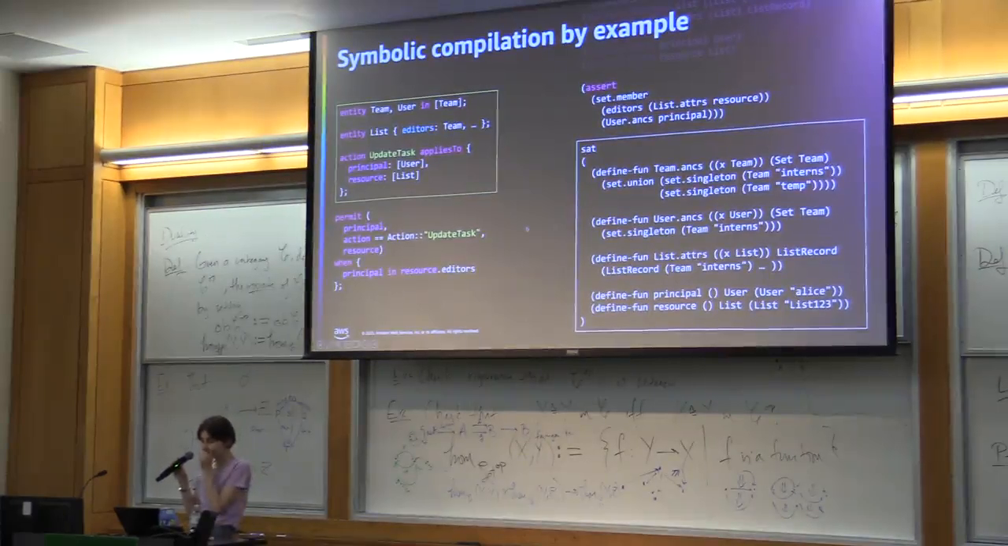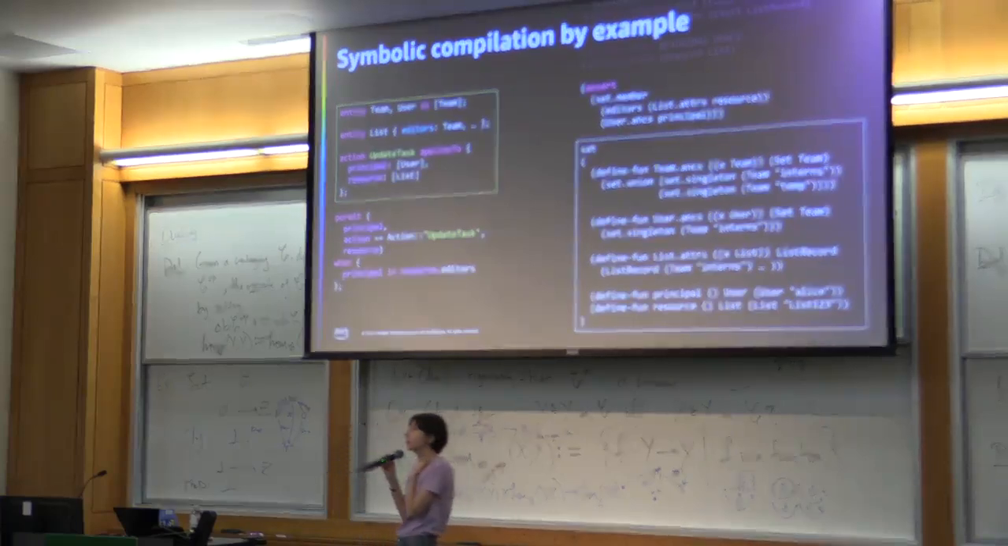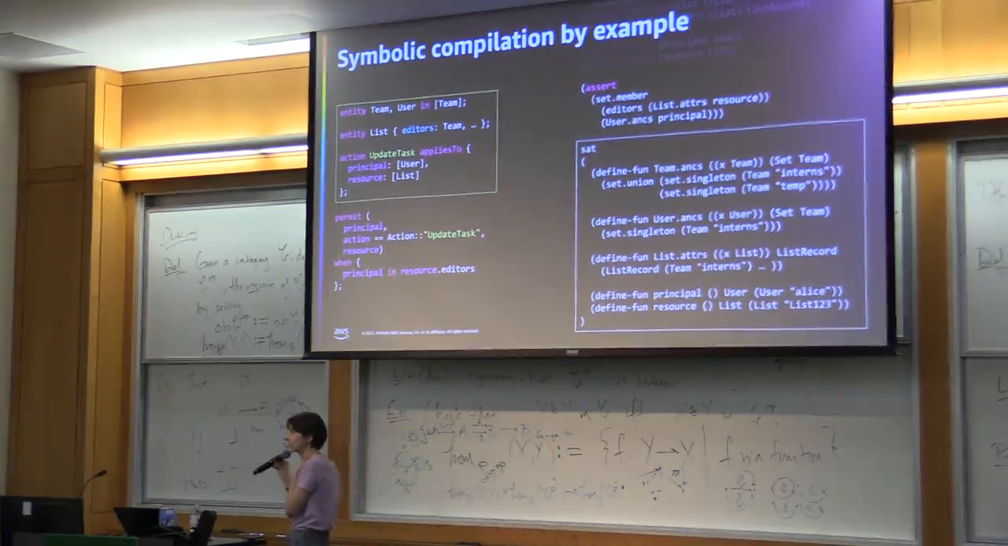Now, CVC5 is the correct solver. It outputted the correct model. This indeed satisfies my assertion. But there are two problems with it. Something weird is going on here, right?